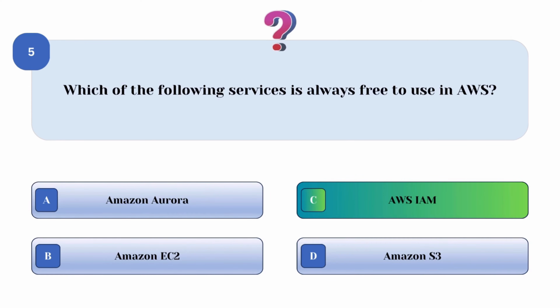Why others are incorrect? Aurora is a paid managed database. EC2 has a free tier but is not always free. S3 charges based on storage and access.